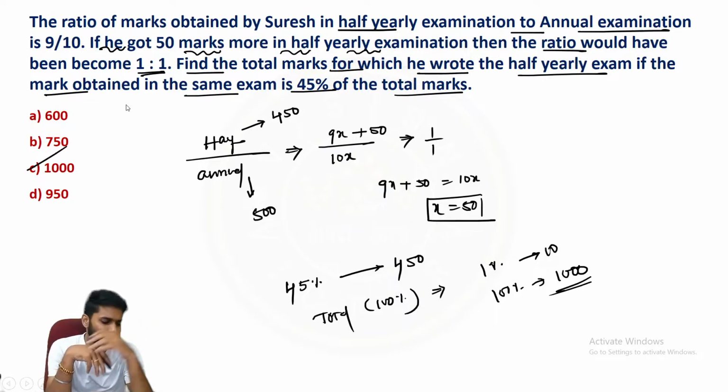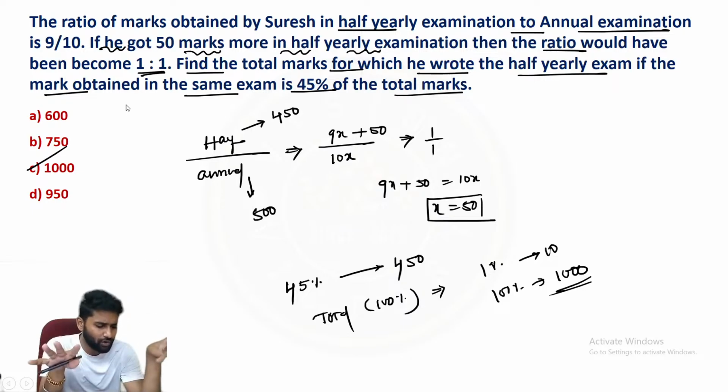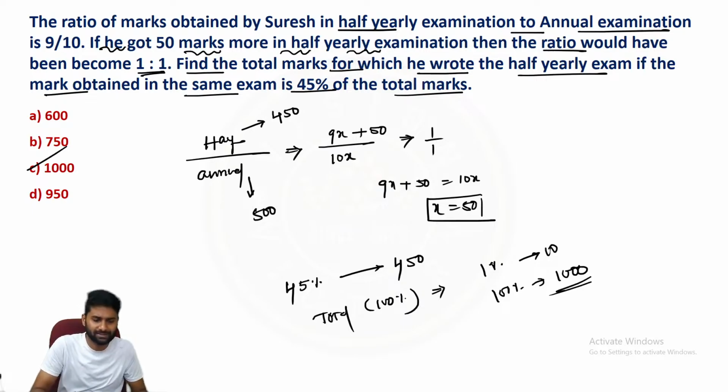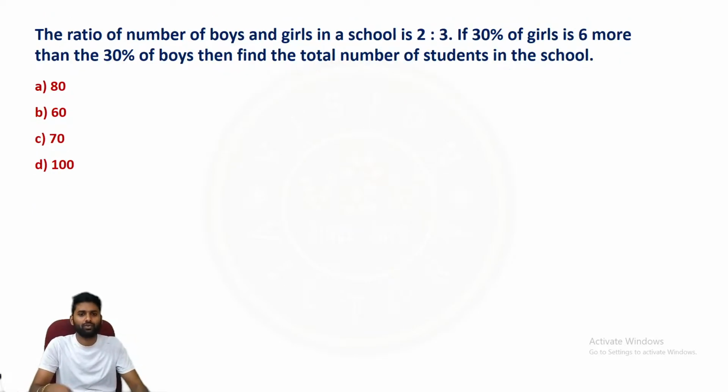Yes, they clearly mentioned that he got 9x marks, and the x value is 50. Then he got only 450 out of the total marks. In terms of percentage, he got only 45%. You can go through the comparison. 45% is equal to 450, then 100% is equal to? You just compare those two values and we get the answer. On to the next question.